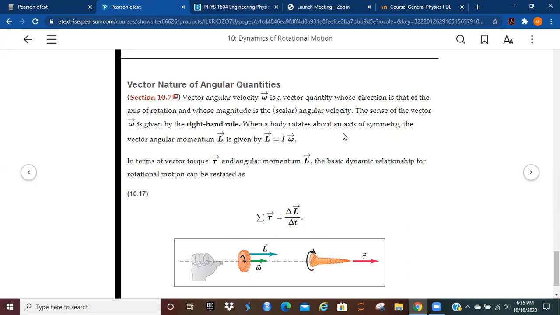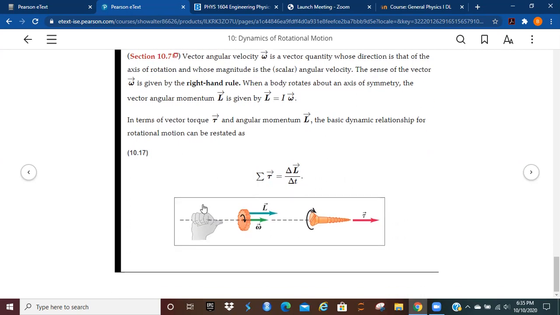The sense of the vector omega is given by the right-hand rule. When a body rotates around an axis of symmetry, the vector angular momentum is equal to the moment of inertia times the vector angular velocity. As it turns out, both are pointing in the same direction. So in terms of the vector torque and angular momentum, the basic dynamic relationship for rotation can be expressed as this. Basically, it's what we've learned up to this point. We're just slapping a vector notation on it.